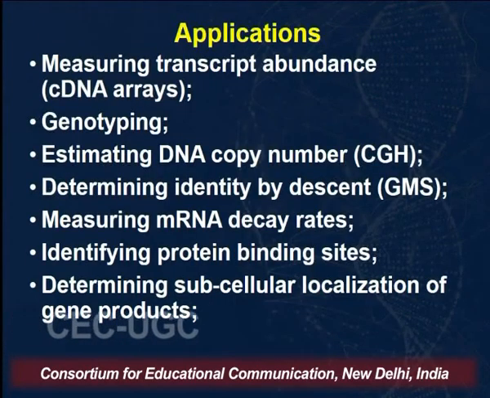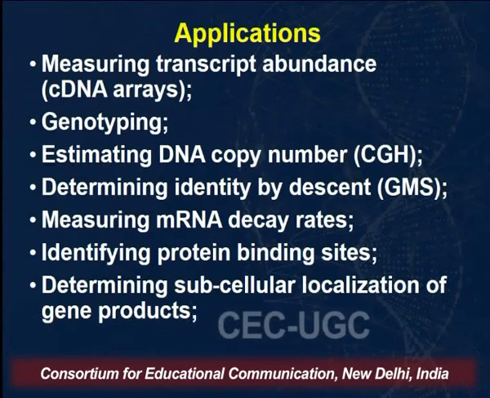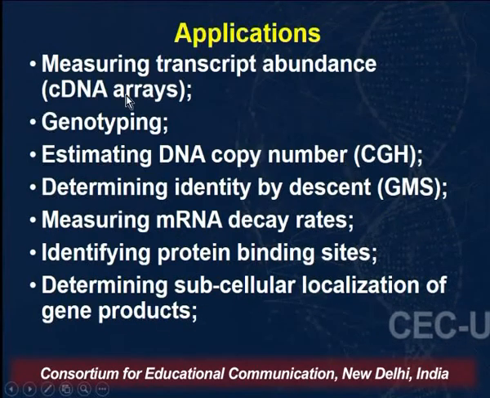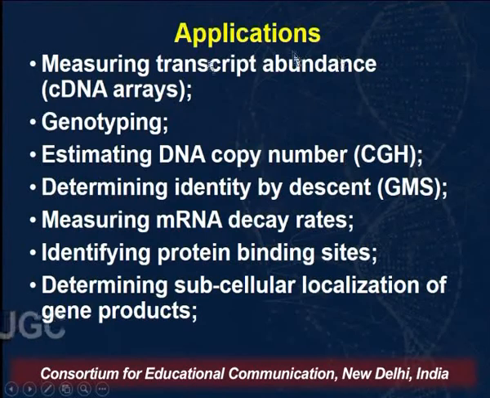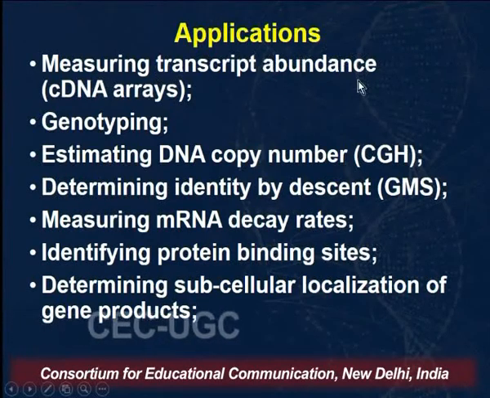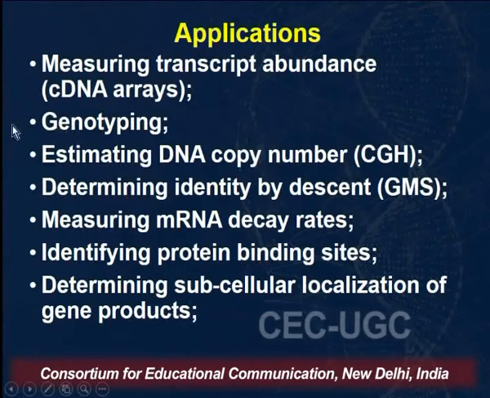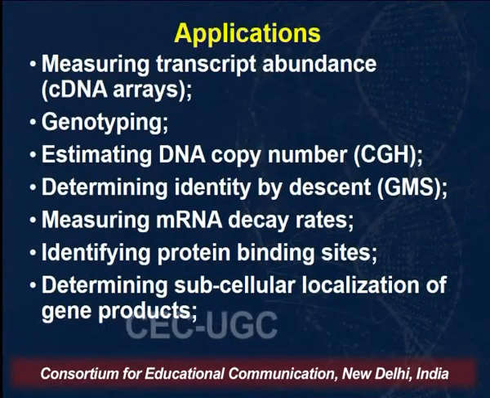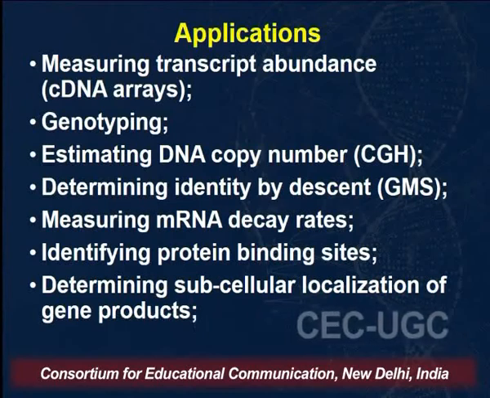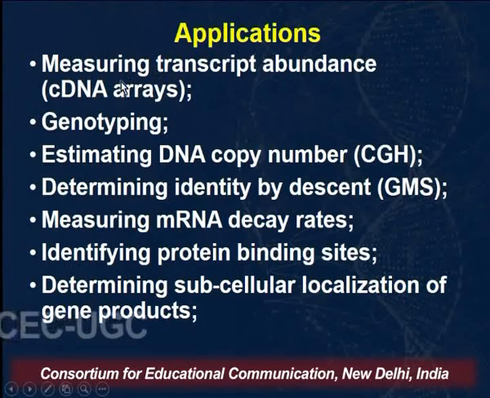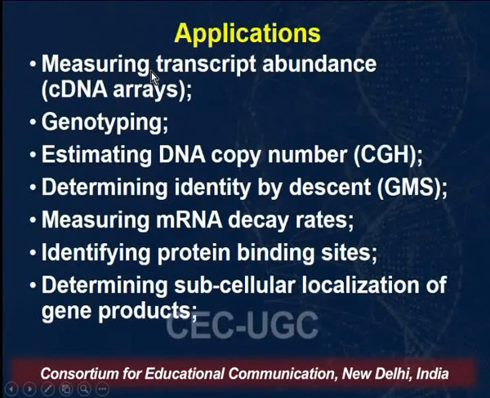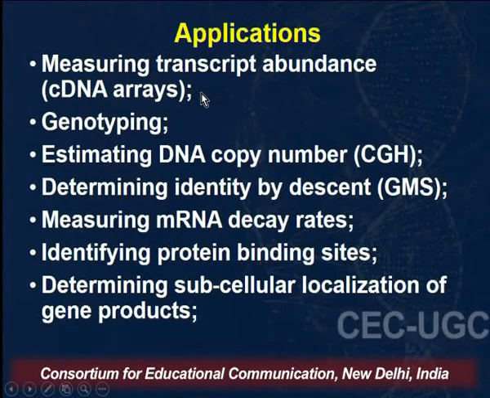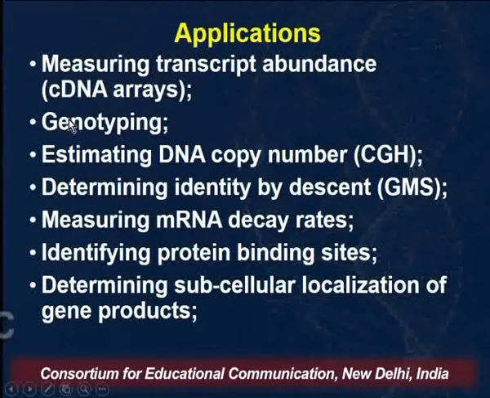Now talking about the applications, this DNA microarray technique can be applied to measure transcript abundance. This transcript abundance is basically termed expression profiling, and cDNA arrays are used for it. This is the most common use of DNA microchips, and in these DNA microarrays, we have the entire transcriptome of a particular cell on the chip. So this transcriptome is basically the mRNA converted into cDNA.